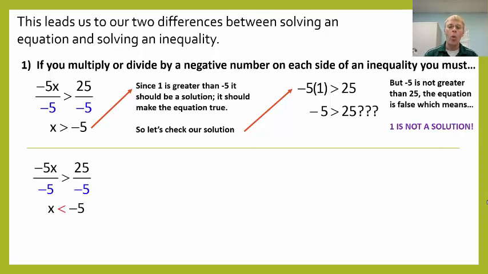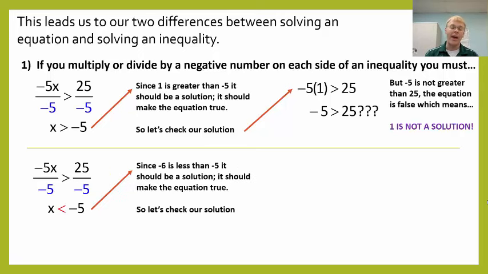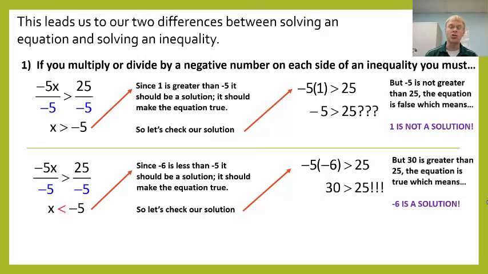So what happens, though, if we flip the inequality sign there? Now instead of having x is greater than negative 5, we have x is less than negative 5. Well, that would make negative 6 a solution, because negative 6 is smaller than negative 5. So let's check. If I plug in negative 6, negative 5 times negative 6 is 30, and 30 is greater than 25. That's a true statement. So that means negative 6 is a solution.